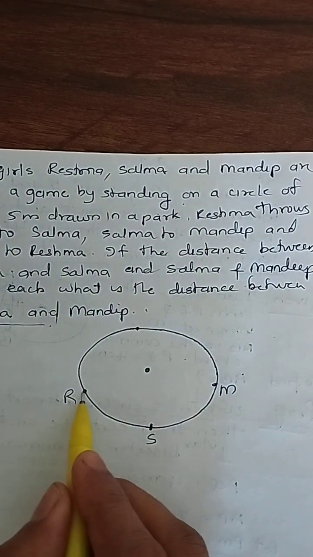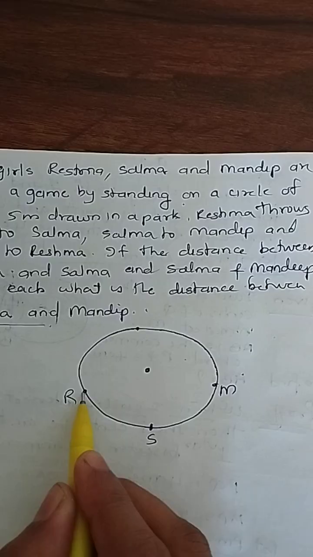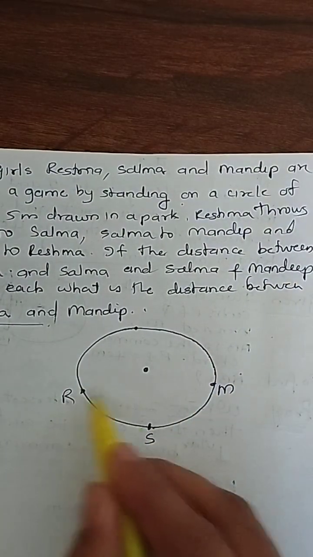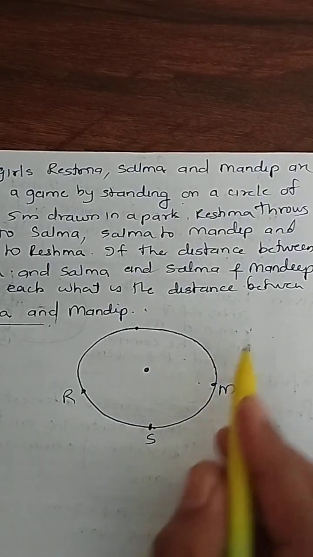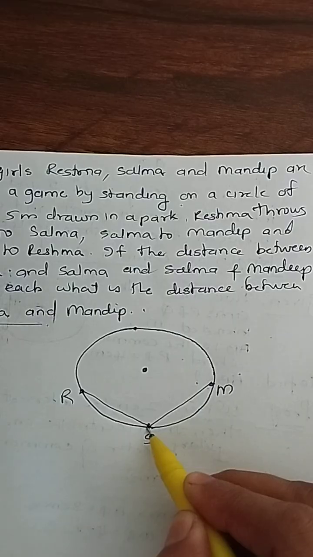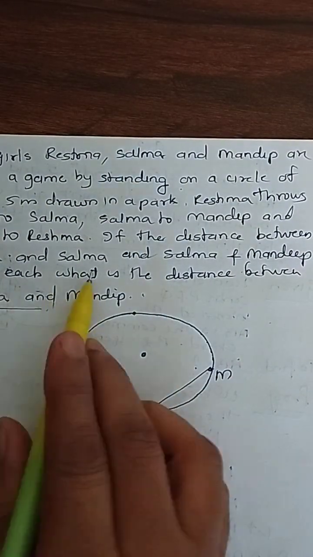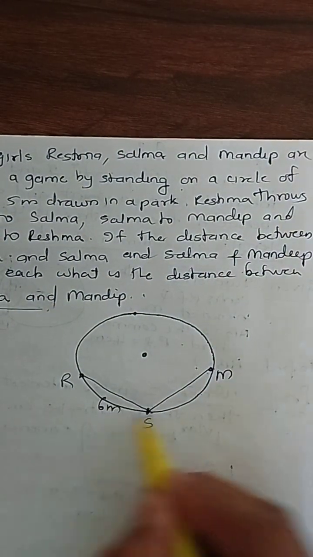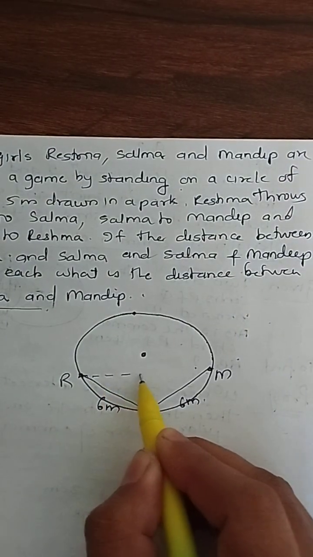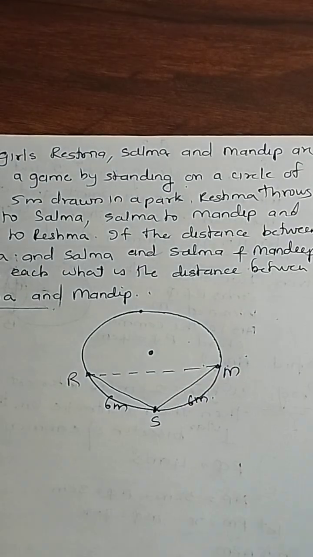Reshma throws a ball to Salma, Salma to Mandeep, and Mandeep to Reshma. And the distance between Reshma and Salma, and Salma and Mandeep, is 6 meters each. What is the distance between Reshma and Mandeep? This is what they have asked you to find out.